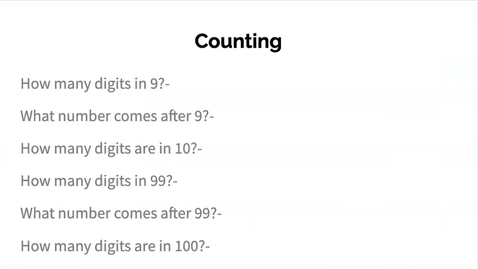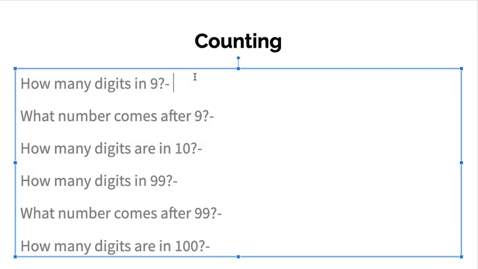All right, now we're going to look at counting. How many digits are there in the number 9? There's 1 digit in the number 9. What number comes after 9? 10. How many digits are in 10? 1, 2. So there's 2 digits in 10. You have a tens column and a ones column.